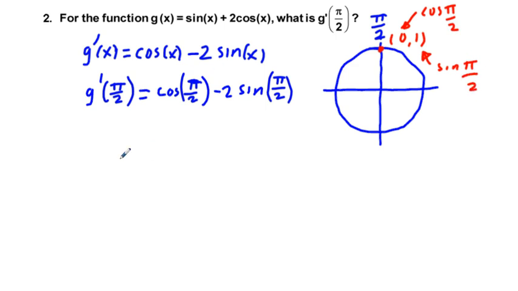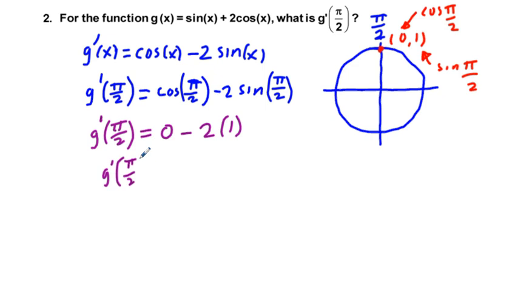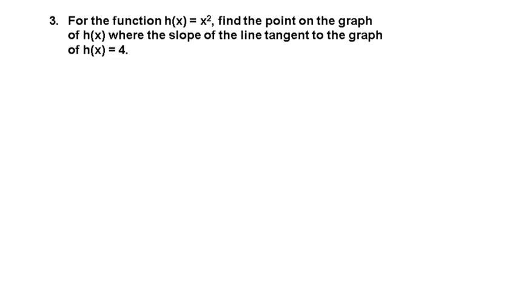So g prime pi over 2 is going to be equal to cosine pi over 2 is 0 minus 2, and sine pi over 2 is 1. So summary statement, g prime pi over 2 is equal to negative 2. So that's our answer and work shown for problem 2.